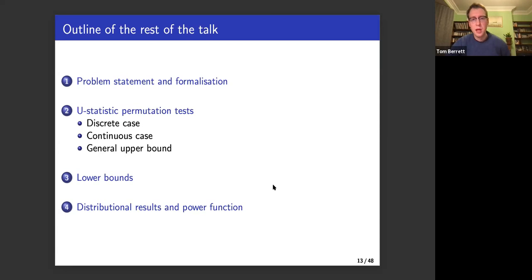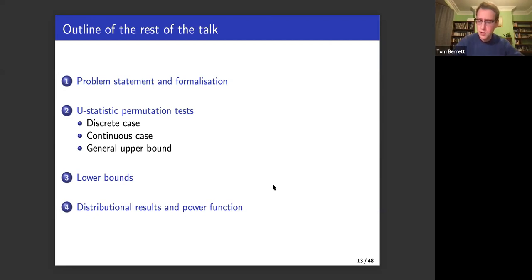Next, I'll talk about some lower bounds. So I'll show you that we have matching minimax lower bounds in the continuous case and the discrete case. And I'll talk a little bit about how these are consequences of a general result. And finally, if I have enough time, I'll talk a bit more about distributional results.